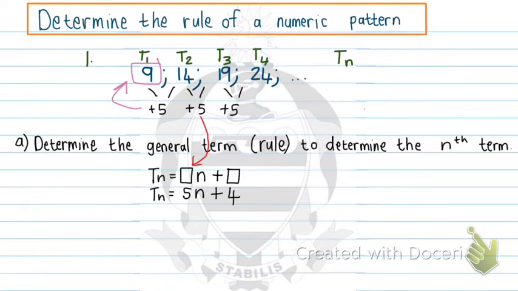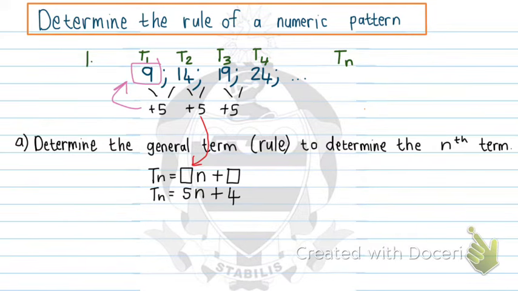How did I get that again? In the first block, I just put the constant difference, which was 5. And in the second block, I ask myself, what do I do to the constant difference to get to the first term, which is 9? 5 plus what gives me 9? 5 plus 4 gives me 9. Sometimes I should subtract in the end. So Tn is equal to 5n plus 4.